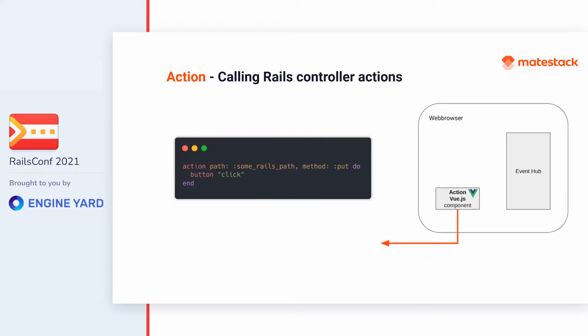When this button is clicked, the action Vue.js component performs a background HTTP put request towards the specified path, targeting a Rails controller action. The Rails controller action does its thing, and that's it.